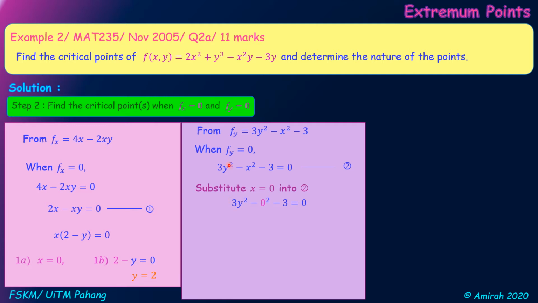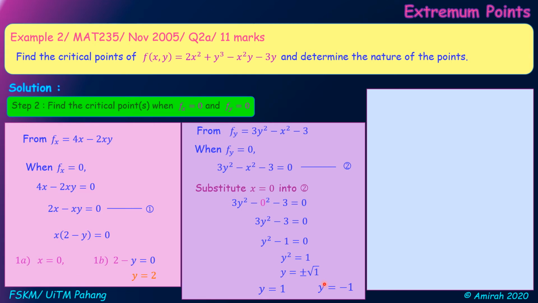So from here, we have 3y squared minus, we replace x by 0, so 0 squared minus 3 equals to 0. Then we get 3y squared minus 3 equals to 0. We divide by 3. So we get y squared minus 1 equals to 0. Y squared equals to 1, and y equals to plus minus square root of 1. So we get y equals to positive 1 and y equals to negative 1. When we have y squared here, we need to put plus minus sign so that we will get complete value of y.